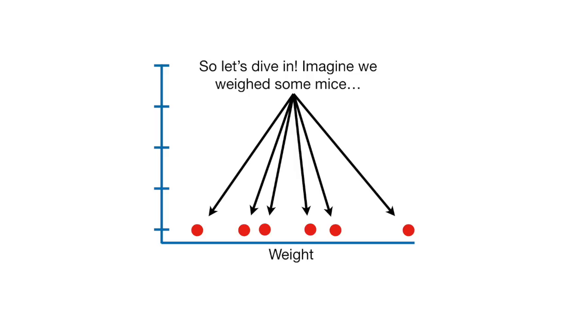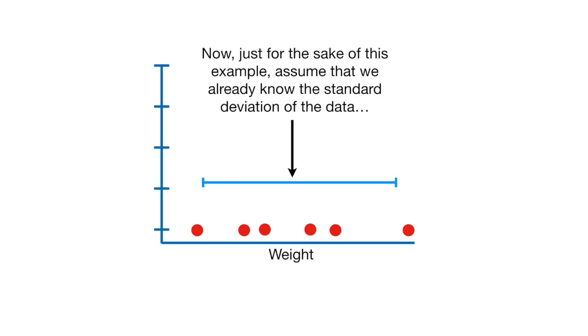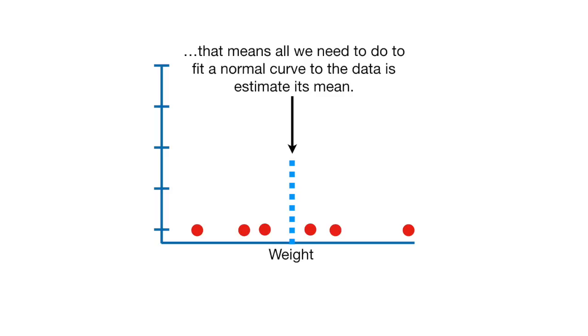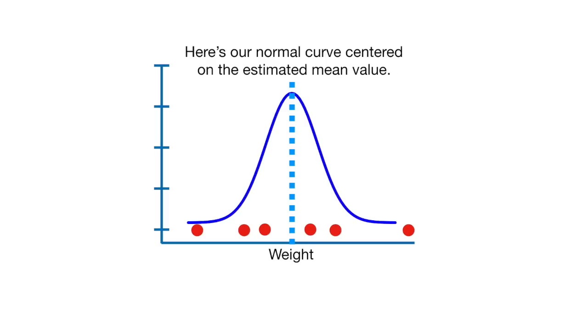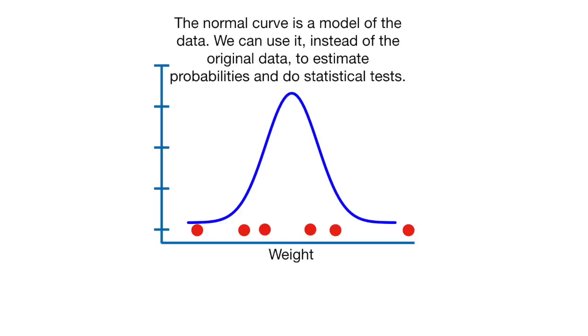So let's dive in. Imagine we weighed some mice. Now, just for the sake of this example, assume that we already know the standard deviation of the data. That means all we need to do to fit a normal curve to the data is estimate its mean. Bam! Here's our normal curve centered on the estimated mean value. The normal curve is a model of the data. We can use it, instead of the original data, to estimate probabilities and do statistical tests.